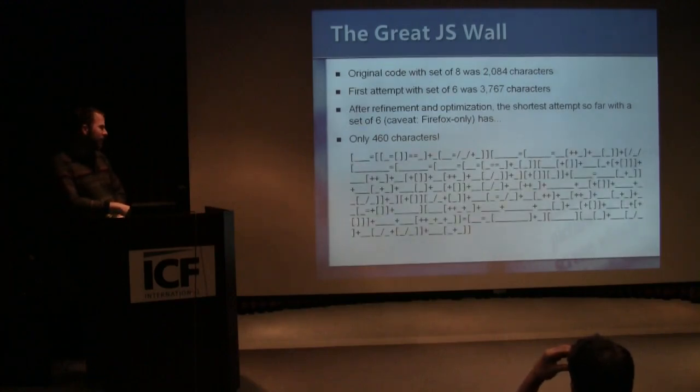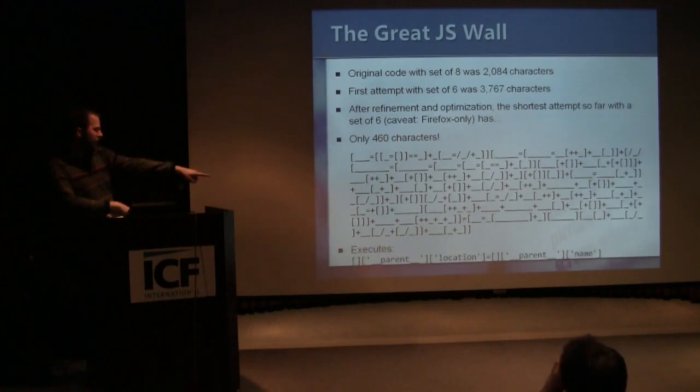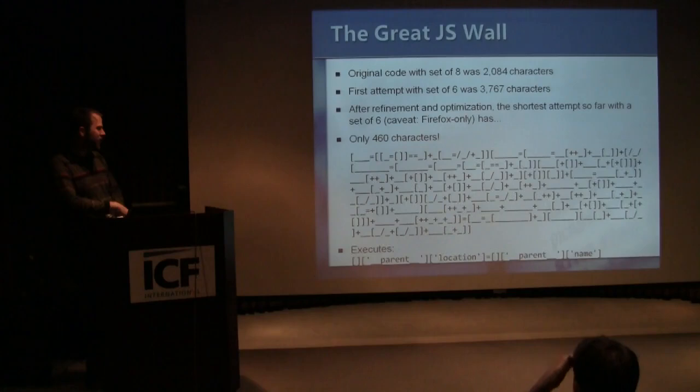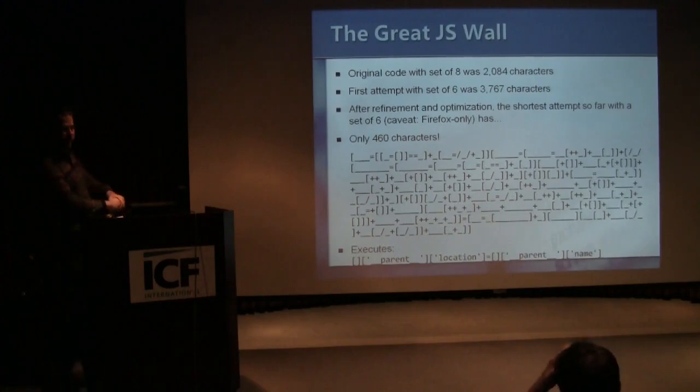This right here is completely legit JavaScript. It's array parent location equals array parent name. Again, this is only Firefox, which does the array parent value like that to get a window. So this will load up whatever you want. 460 characters, 6 characters. This is the beauty of weakly typed languages.